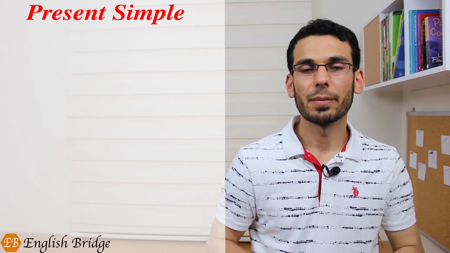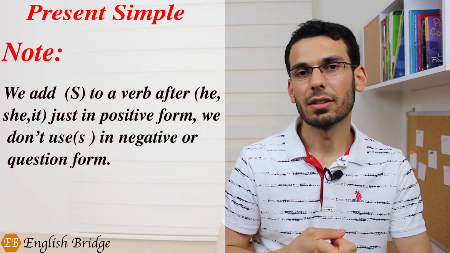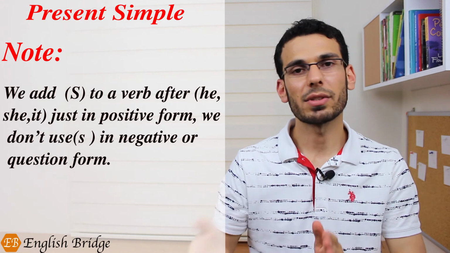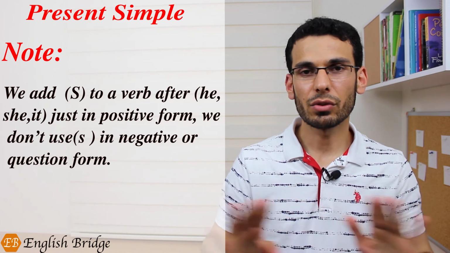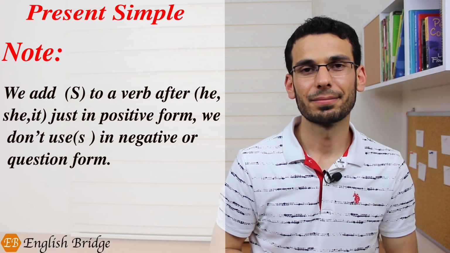So remember this point. S, we use it just in positive sentences after he, she, it. He, she, it. Positive sentence, we use S. Negative and questions, we don't use S, because we are using does or doesn't. Alright, so focus on this point. And with this point, we come to the end of the lesson today. We learned everything about present simple, how to make positive sentences, negative sentences, and questions, and the differences between I, they, you, we, and he, she, it.